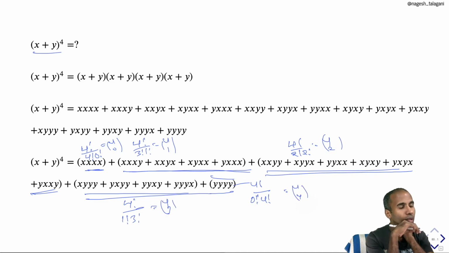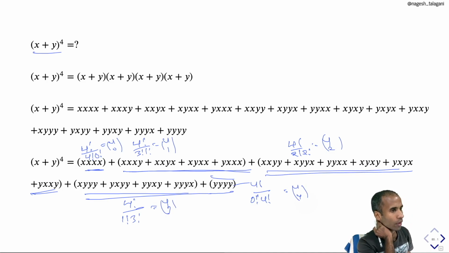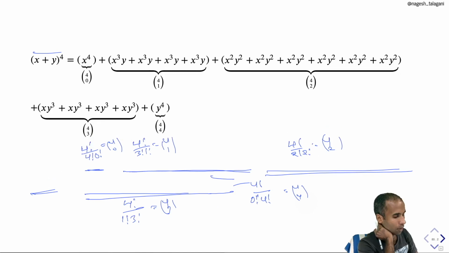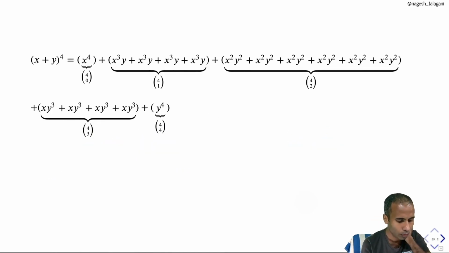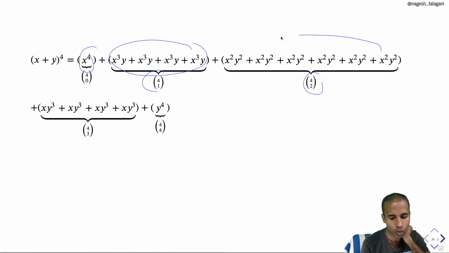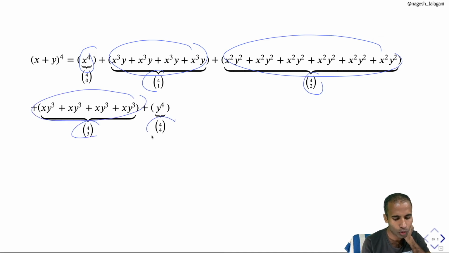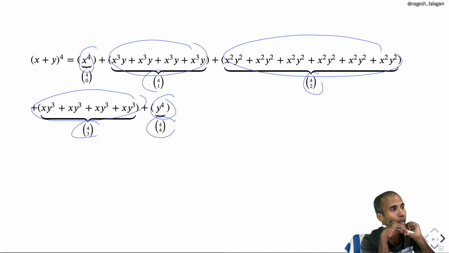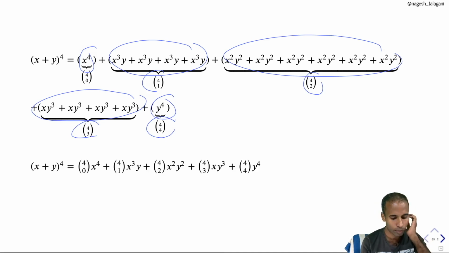Okay, so fine. Now each group will simplify to the same term here. In the first group we have x to the power of 4 like this. 4 choose 0, x to the power of 4, 4 choose 1, x cube y, 4 choose 2, x square y square, 4 choose 3, x y cube, 4 choose 4, y to the power of 4. Okay, so now you got the expansion.